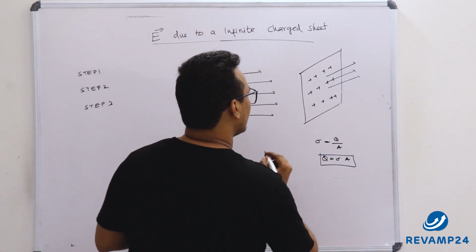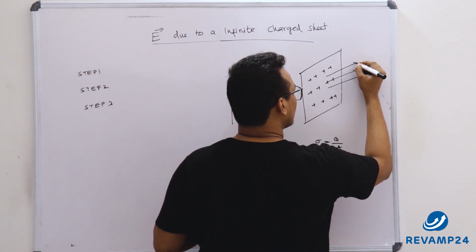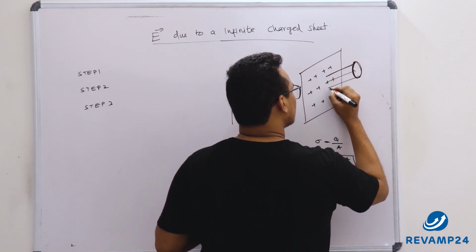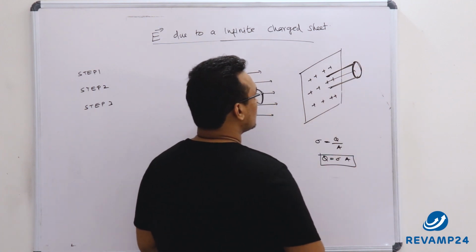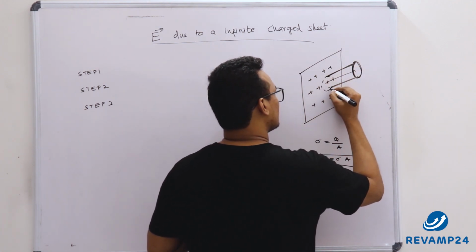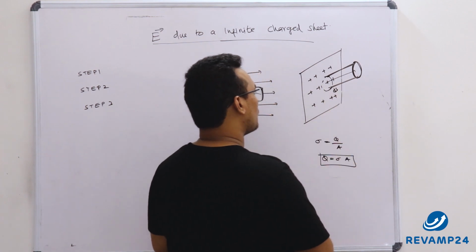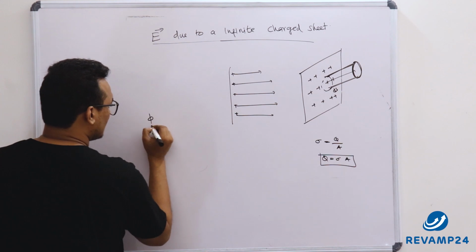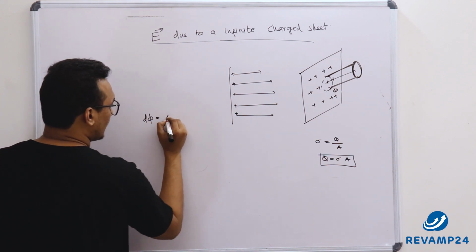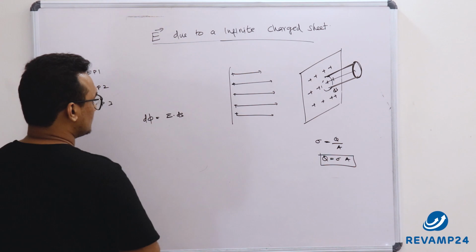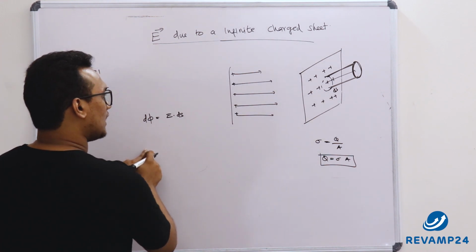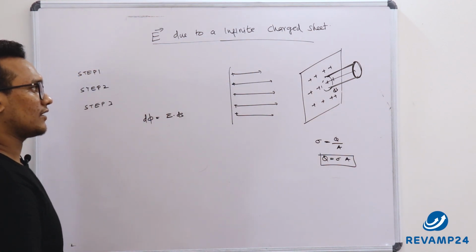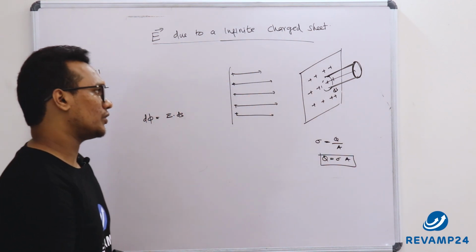I can consider an area, let's say here in this way, a small area ds. I'm initially going to find the flux passing through ds, that is small d phi equal to E dot ds. Now this small d phi I'll integrate to get the total flux through the Gaussian surface I am going to consider.